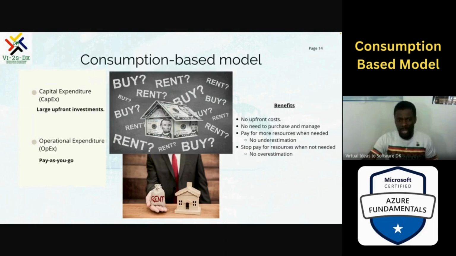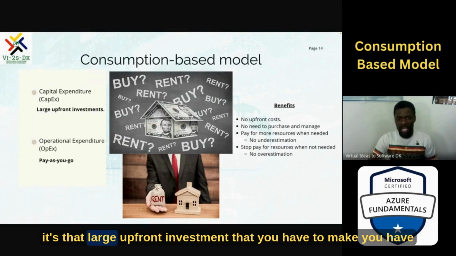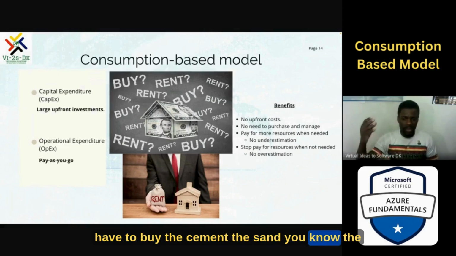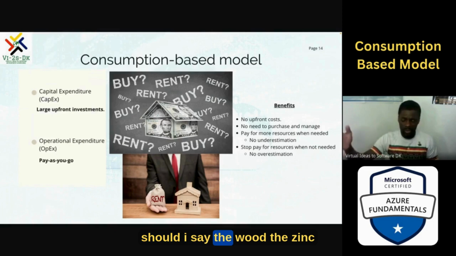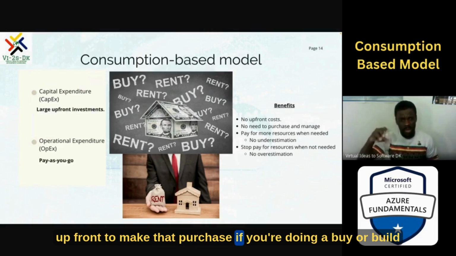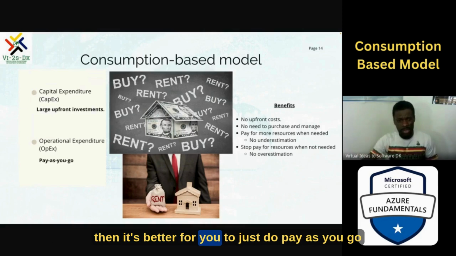But now let's talk a little bit about economics. Capital expenditure is that large upfront investment that you have to make. You have to buy the products to build your house, right? You have to buy the cement, the sand, the wood, the zinc, and so on and so forth. If you don't have that money to put up front to make that purchase, if you're doing a buy or a build, then it's better for you to just do pay as you go.